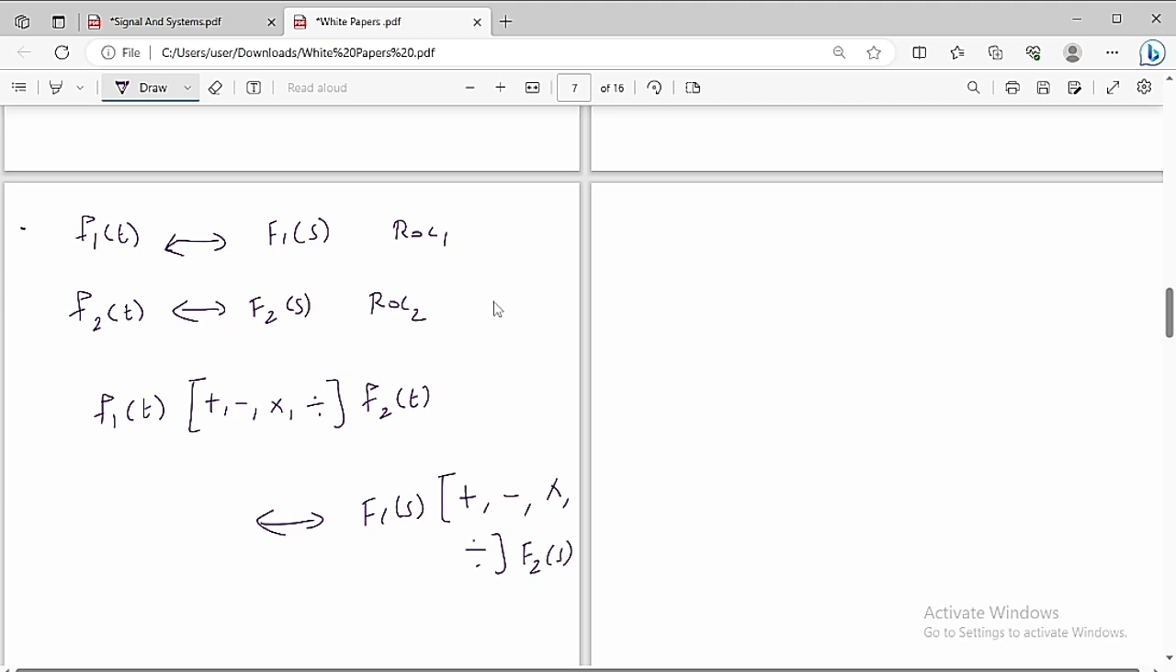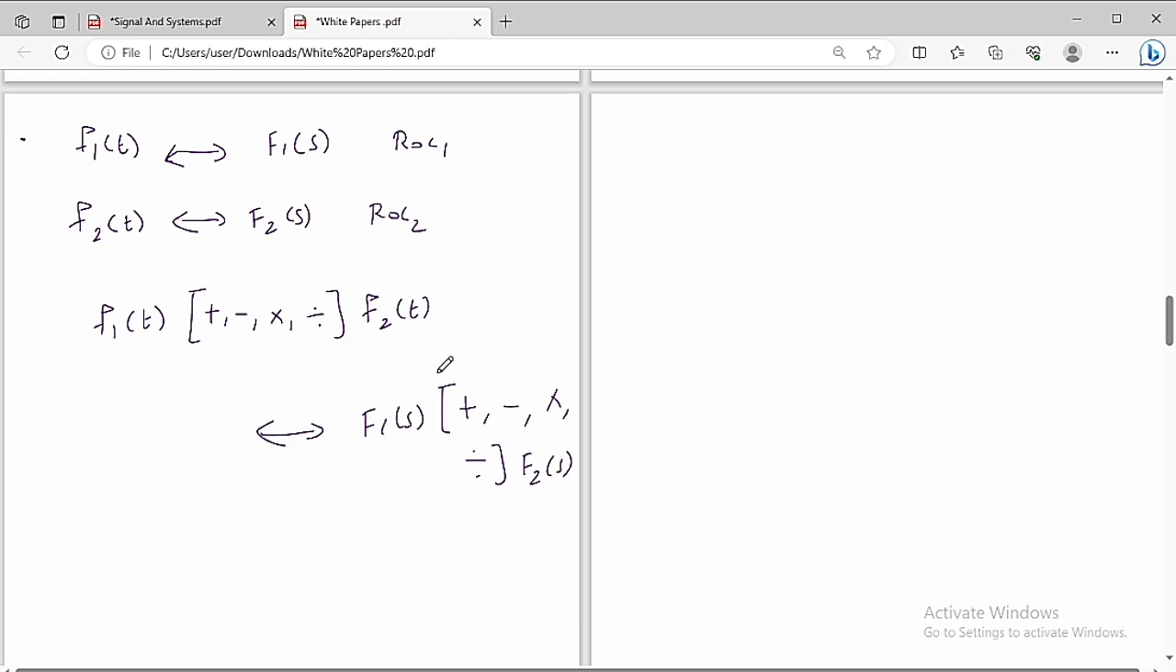ROC is nothing but the common ROC, because only in this common ROC is F1 of s defined, and F2 of s is also defined only in this common ROC. You want both things to be defined, so it is present only in the common ROC. So what is the common ROC? ROC1 intersection ROC2. Only in this ROC are these two things defined. If these two are defined, the overall result is also defined. This is what I am trying to tell you.